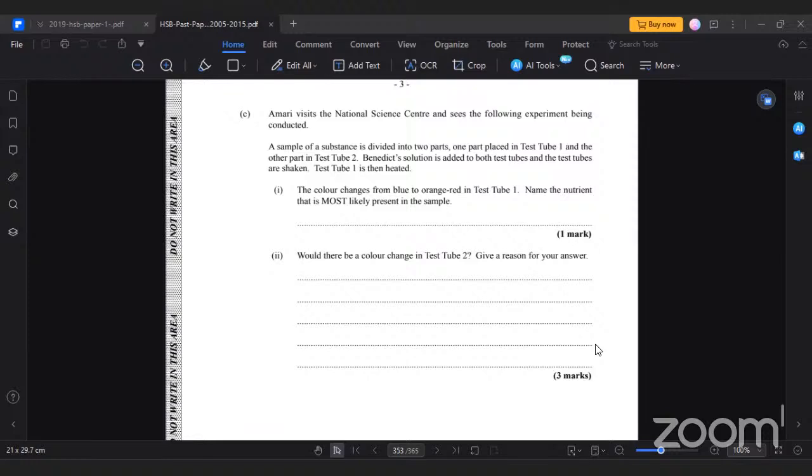Amari visits the National Science Center and sees the following experiment being conducted. A sample of a substance is divided into 2 parts. One part is placed in test tube 1 and the other part in test tube 2. Benedict's solution is added to both test tubes and the test tubes are shaken. Test tube 1 is then heated. All right, so now what's going to happen?